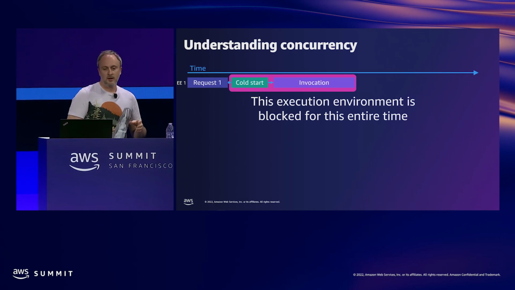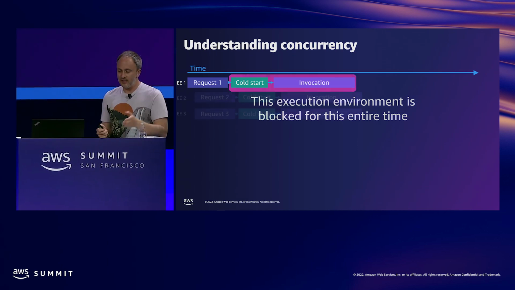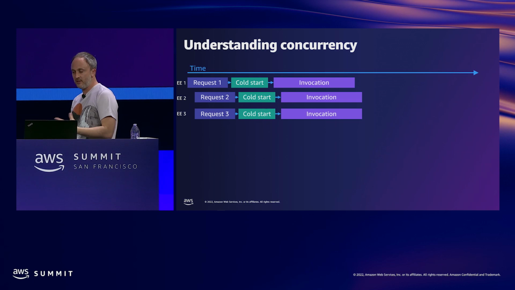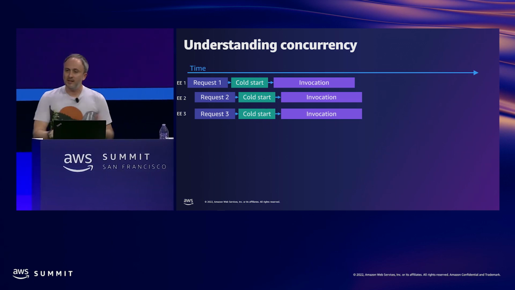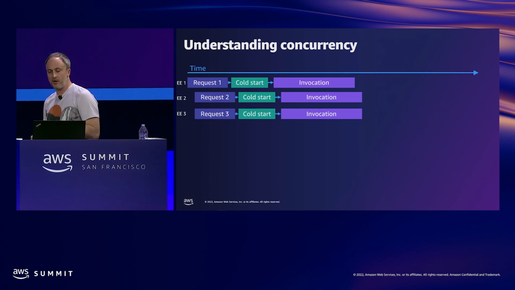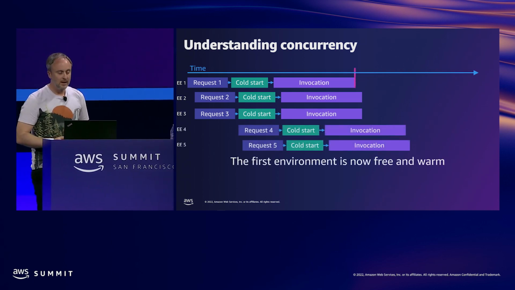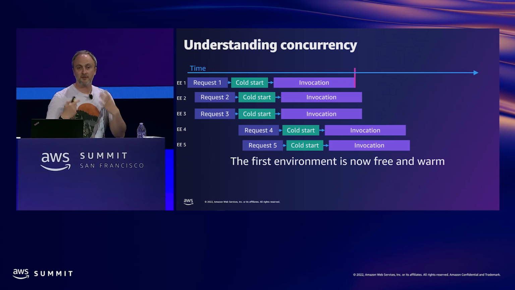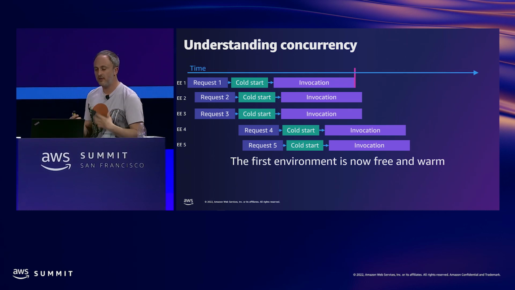So let's say a couple milliseconds later, I get 2 more brand new requests to this same function. Well, they need to spin up a brand new execution environment each, because the first execution environment is already being used. Let's say I get 2 more requests. So now I have 5 concurrent requests running all at the same time.